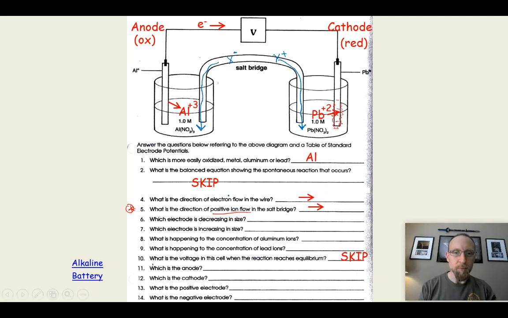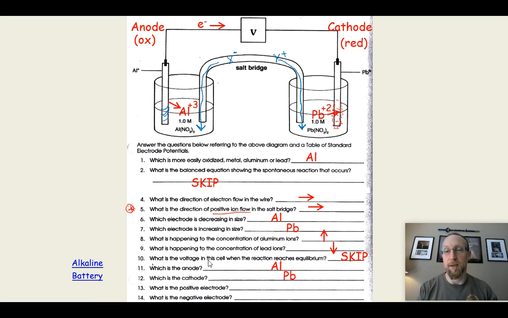Number 6, which electrode is going to decrease in size? Well, fat red cat, cathode gets bigger, so the anode gets smaller. So aluminum is going to get smaller. Over time, this is going to get smaller and smaller as more and more of those atoms are oxidized. And then which electrode gets bigger? The cathode, the lead, right? Because we're gaining atoms as they're getting reduced and depositing themselves on the cathode. So what's happening to the concentration of aluminum ions? It's going up, because as they're oxidized, they're going into solution and it's increasing. What's happening to the lead ions? They're decreasing because they're getting reduced and coming out of solution. Who is the anode? Aluminum. Who's the cathode? Lead.